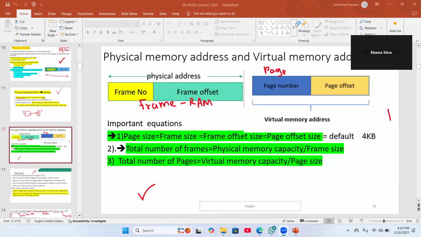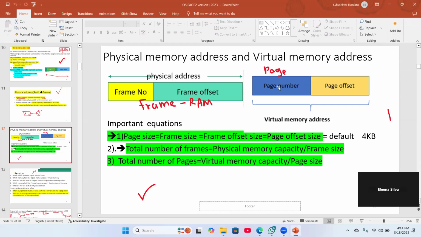Okay, last week we discussed the physical addresses and the virtual memory addresses. Physical memory addresses mean it's the random access memory. The frames are the physical address. That means frame number and frame offset, the entire thing we call a physical address. Then a virtual memory address means the page address, which consists of page number and page offset.